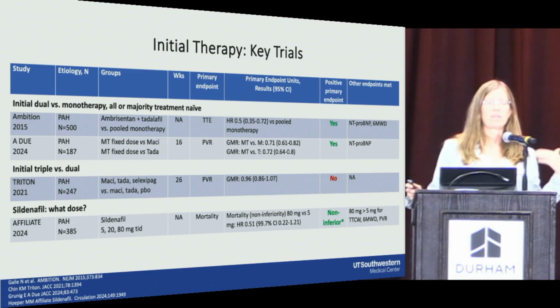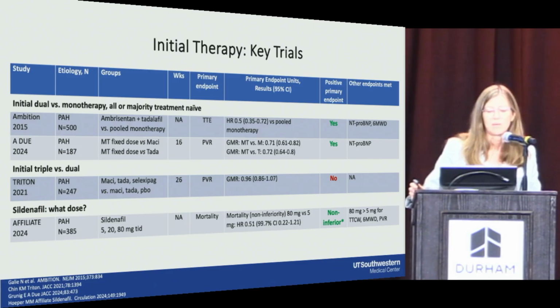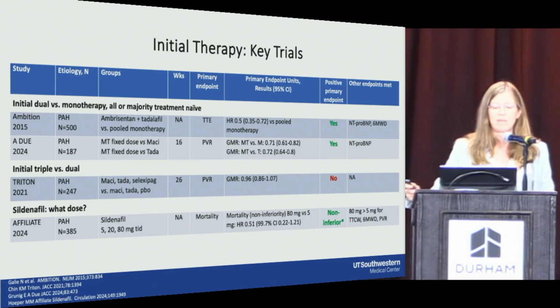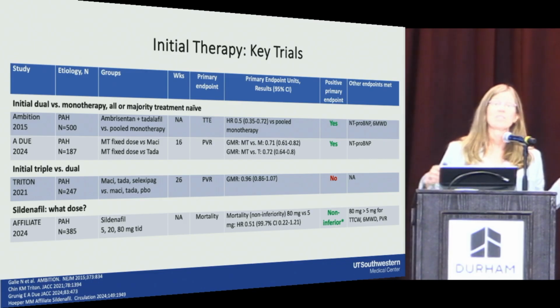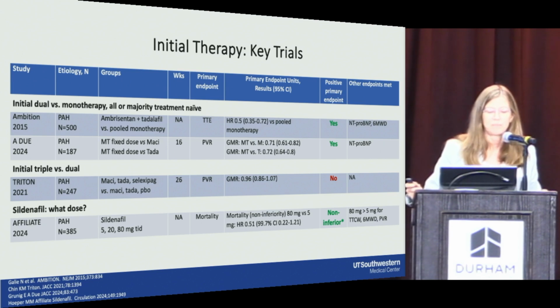The other half were on either a PDE5 or an ERA and came into the study and then were randomized to this treatment. And PVR was the primary endpoint, and they showed, again, much larger improvements in PVR with upfront combination therapy. They also showed improvement in NT-proBNP, did not reach significant differences in walk distances, but numerically, combination therapy also led to greater improvement there.